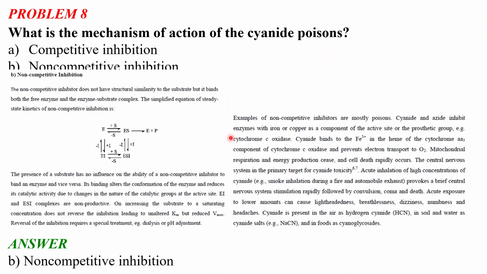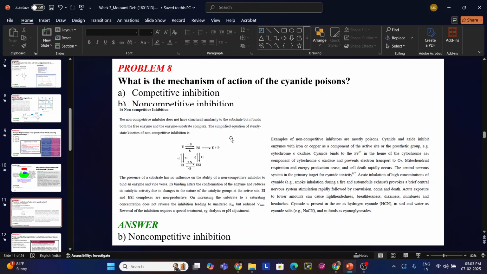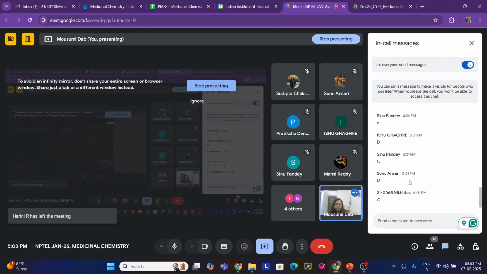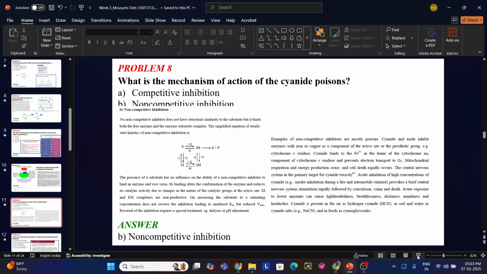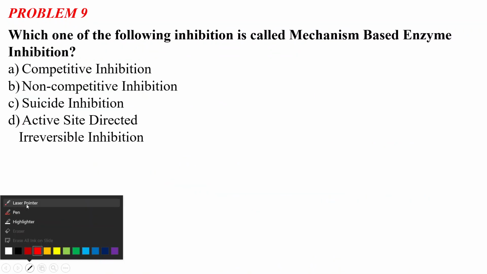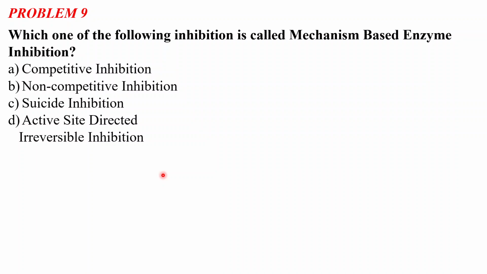Let me check the chat box. Okay, I have quite a few answers. Number D, number C. So I have two different options, C and D. Let me check which of the following is the correct answer. So the inhibition which is called mechanism-based inhibition is number C, suicide inhibition.